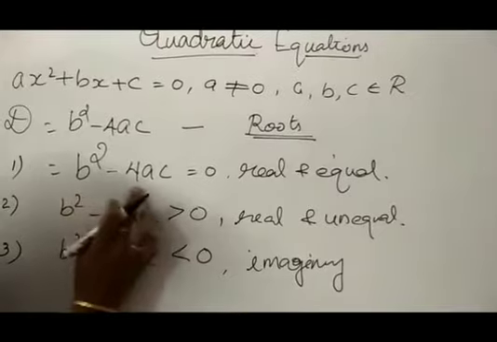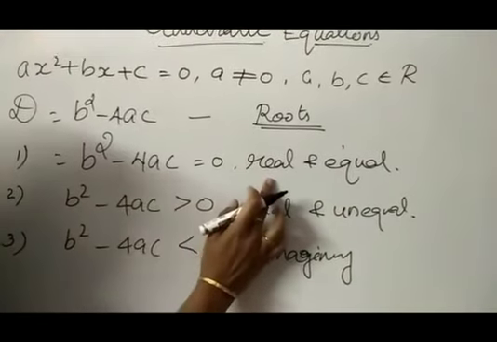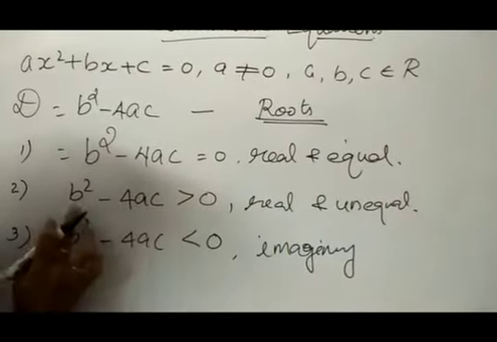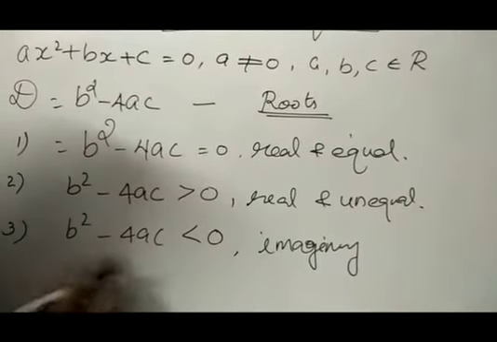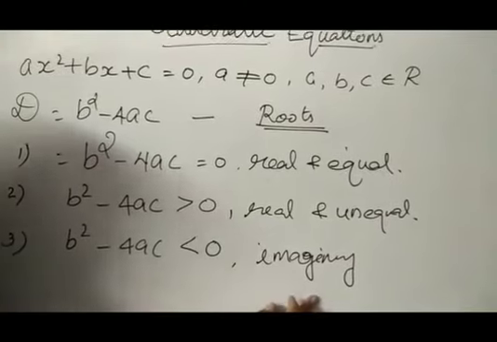So, when the discriminant is equal to 0, the roots are real and equal. When the discriminant is greater than 0, the roots are real and unequal. When the discriminant is less than 0, the roots are imaginary.